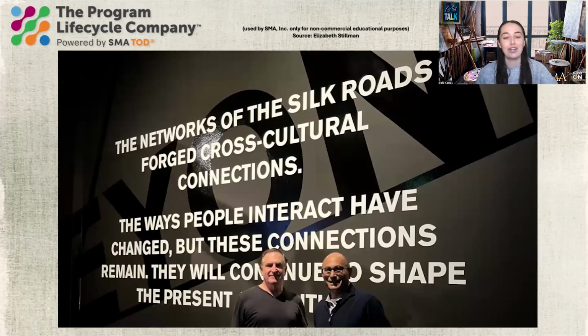Here's another picture of Jacques and AJ at the exhibit, and it really shows the focus on cross-cultural knowledge sharing through the over 300 artifacts on display.